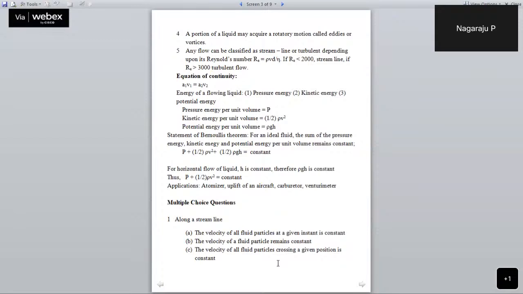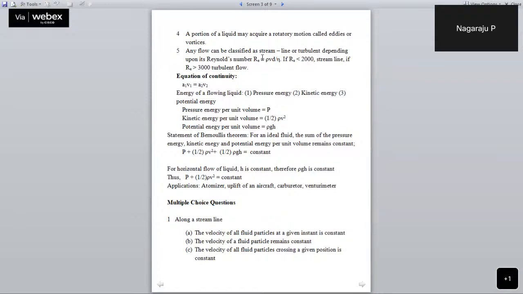Further, a portion of a liquid may acquire a rotatory motion. That's what I have already told you, that when water is coming and hitting a rock in the river, then it goes back and forms some sort of circular motion. In other words, it is called rotatory motion, and that is also called eddies or vortices. So the turbulent motion, in other words, we call it eddies or vortices, which we cannot see or observe in the case of a streamline flow.